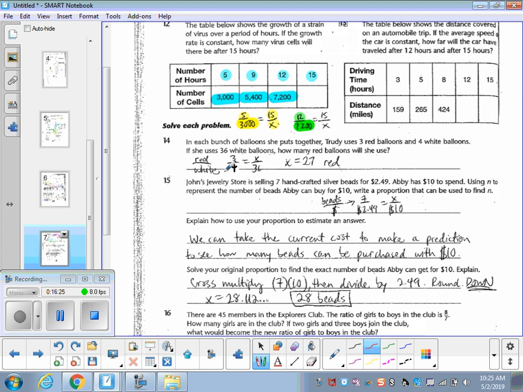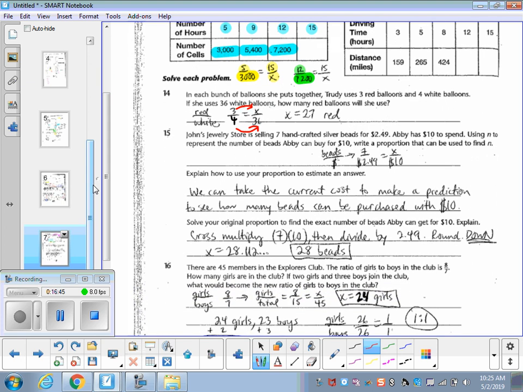So 36 was down here in the denominator with white. So what I can do now is check for a scale factor or cross multiply and divide. I quickly catch that 9 times 4 is the 36. So I'm just going to do 3 times 9, and that's where I got the 27 red balloons.